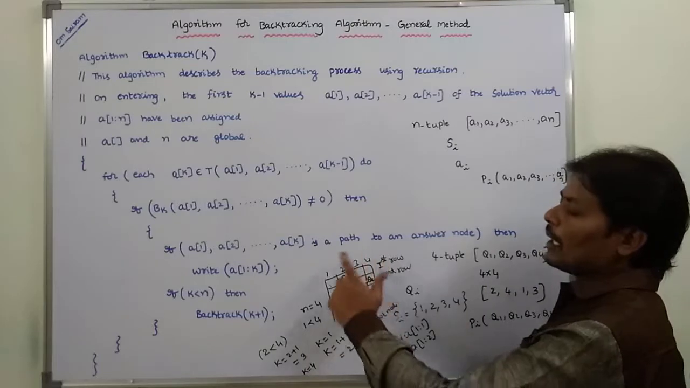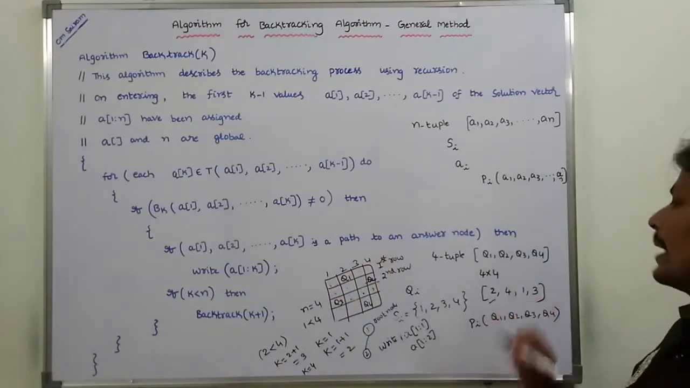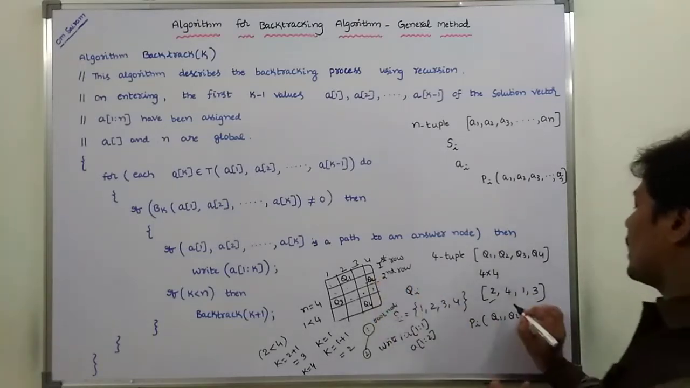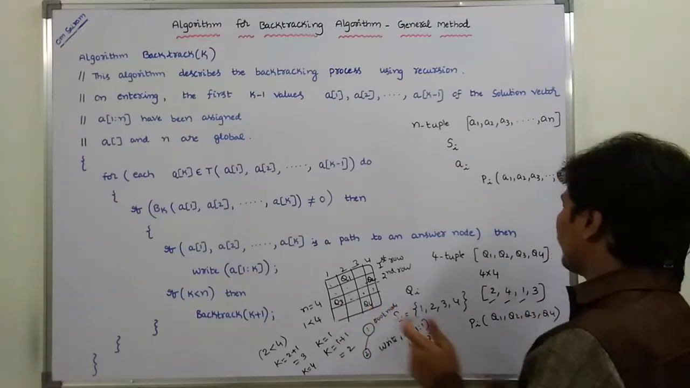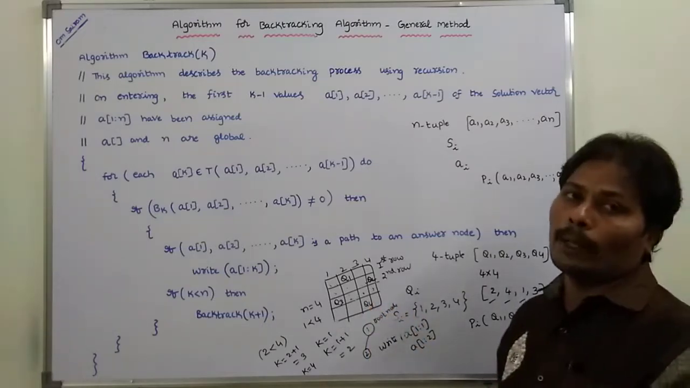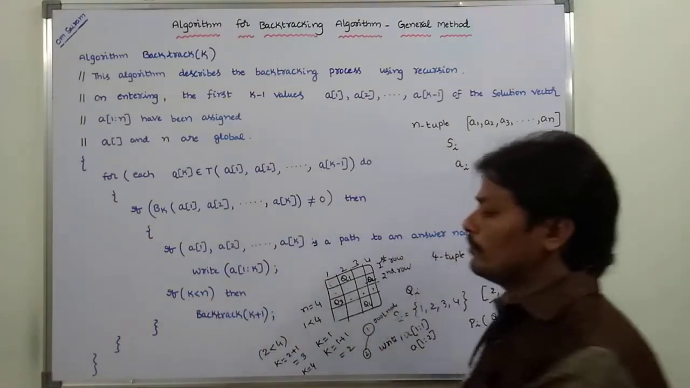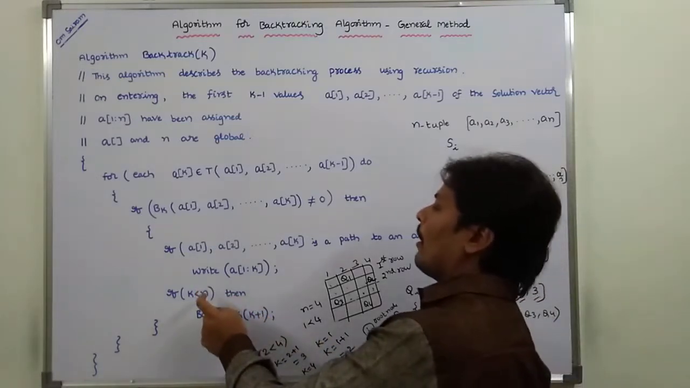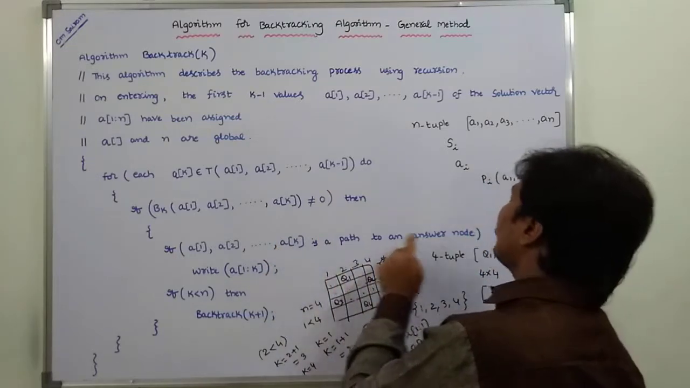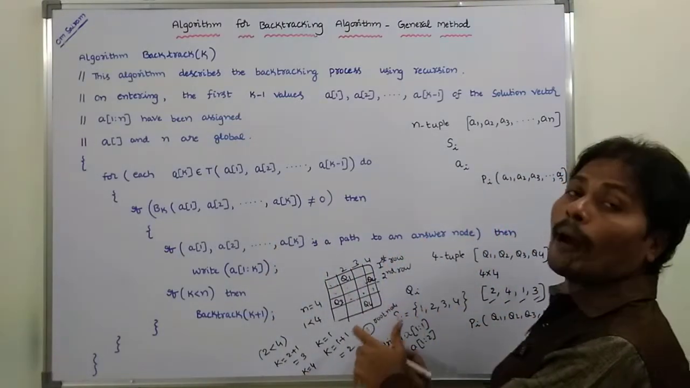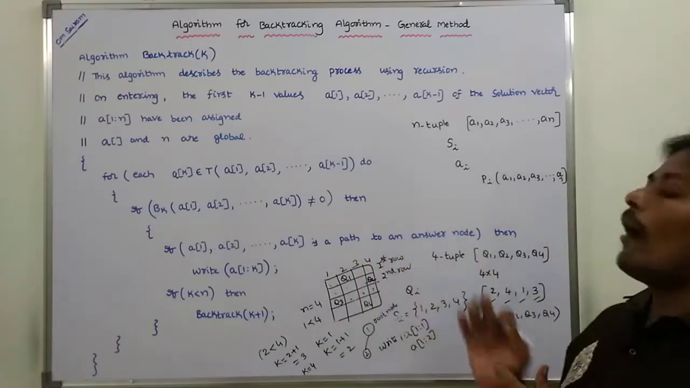Okay. So after backtracking, queen 1 can be positioned at the second column. Queen 2 can be positioned on the fourth column. Queen 3 can be positioned on the first column. Queen 4 can be positioned on the third column. Okay. If k less than n, 4 less than 4, no. After placing 4 queens, root node, a path to an answer node. So 4 queens are placed. We have got a path from root node to an answer node.